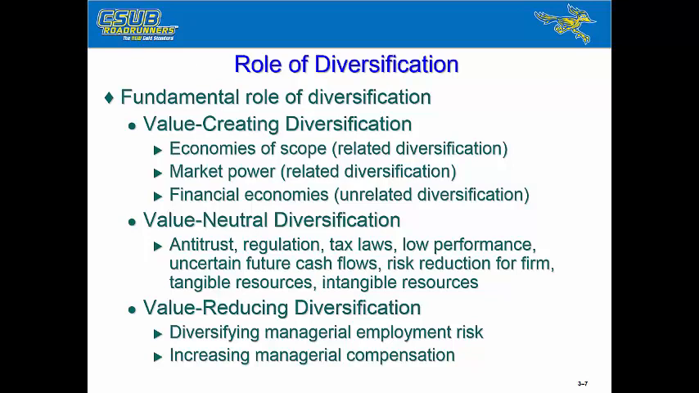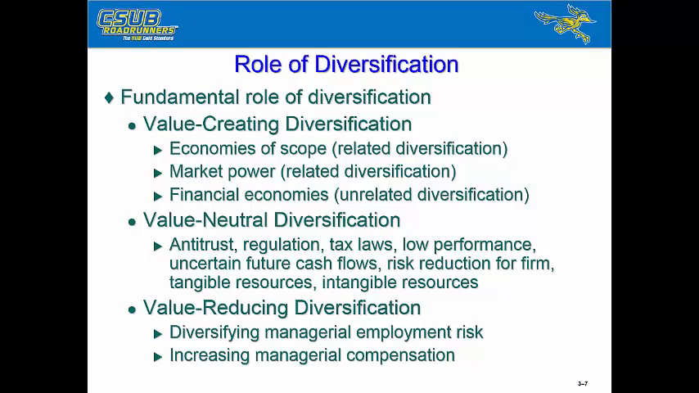Value neutral diversification is exemplified in things that tend to prompt antitrust litigation, regulation, tax laws, low performance, uncertain future cash flows, risk reduction, tangible resources or intangible resources. There are corporate combinations where there's not an economy of scale, there's not economy of scope, and there's not financial economies in the support activities of the firm. In that case, it's value neutral, and legislative bodies tend to look unfavorably on that kind of diversification.